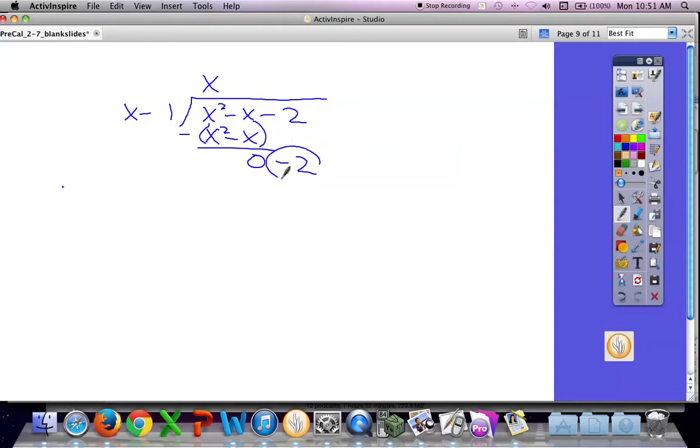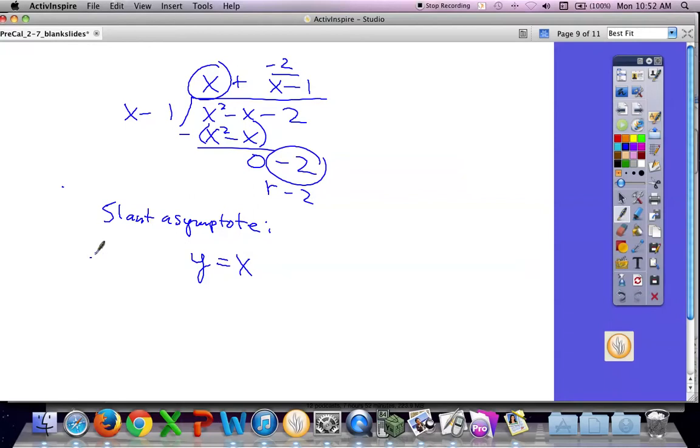So what does this -2 represent? It's the remainder, right? So you could either say remainder -2, or you could say plus -2 over x minus 1. Okay. The slant asymptote does not include the remainder. Right? We're not interested in remainder. We're only interested in this part, the part that comes before the remainder. The slant asymptote in this case is y equals x. Right? So don't worry about this. The remainder is not part of that.